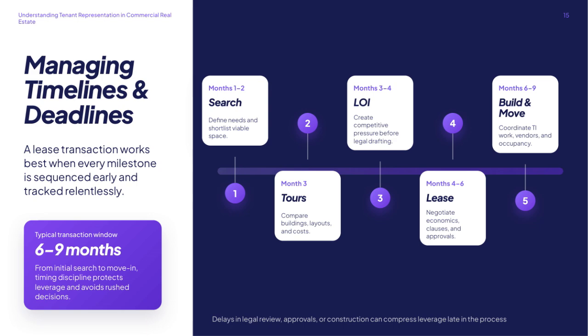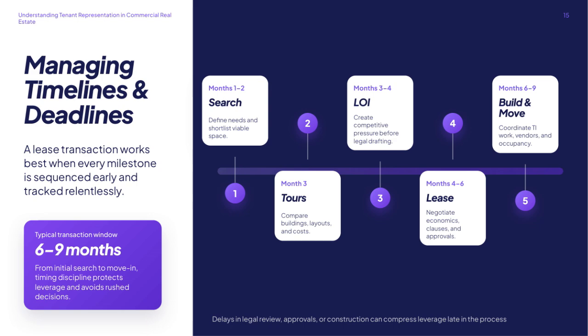In the first 1 to 2 months, the focus is on defining your needs and shortlisting viable spaces. By month 3, you'll be touring properties, comparing layouts, costs, and other key factors. Around months 3 to 4, the letter of intent comes into play. This step is vital for creating competitive pressure before the legal drafting begins. From months 4 to 6, you'll dive into negotiating the lease itself, covering economics, clauses, and securing necessary approvals.